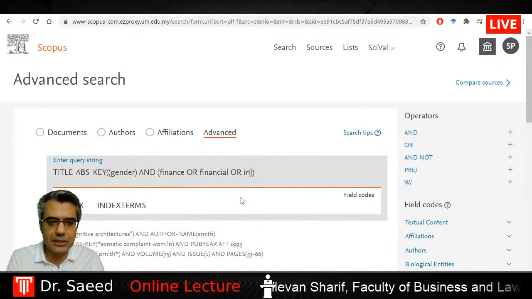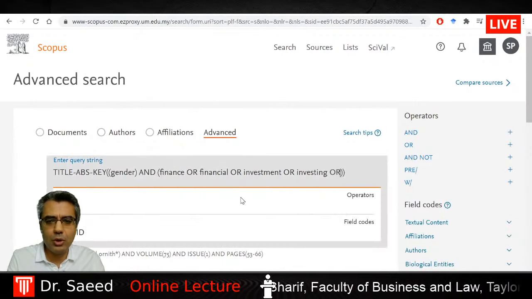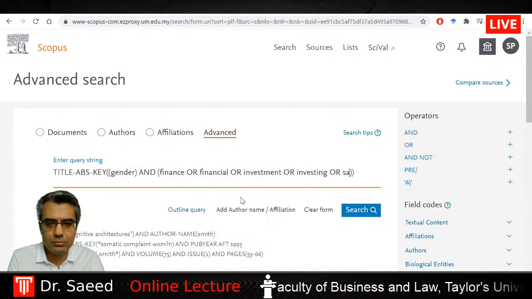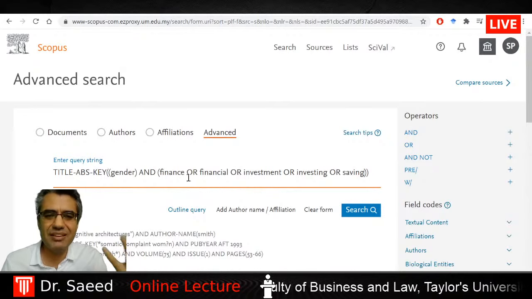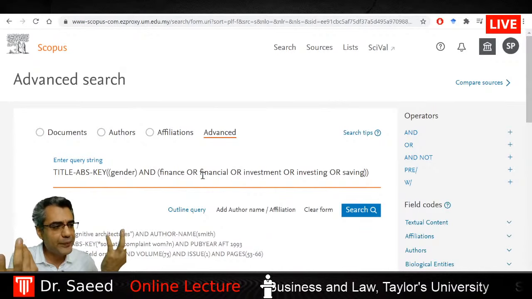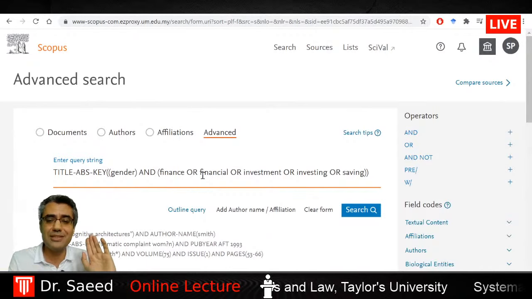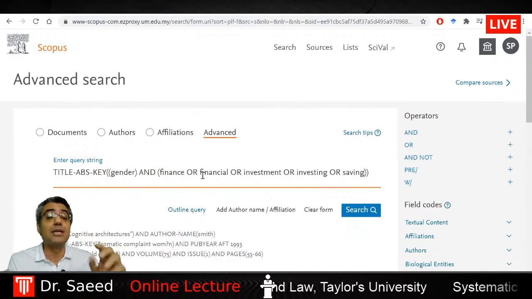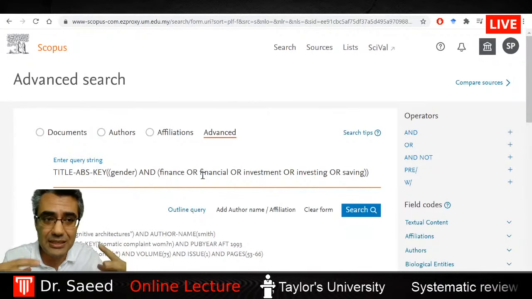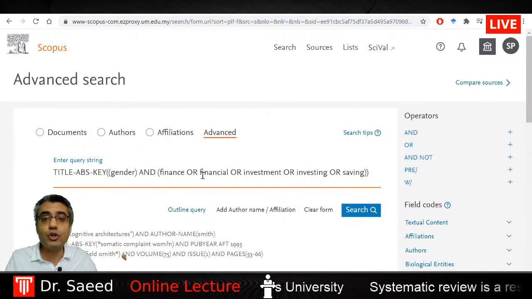Or maybe what else? Investment, or investing, or I don't know, or saving, right? So these are just different terms referring to the same thing, because I'm also interested in papers that are about gender gap in saving. It's still in the scope of my paper. So if I don't search for saving, maybe I miss some papers. So your search query should be comprehensive. So I include more terms, synonyms, or papers that address different aspects of my topic to have a comprehensive literature review.